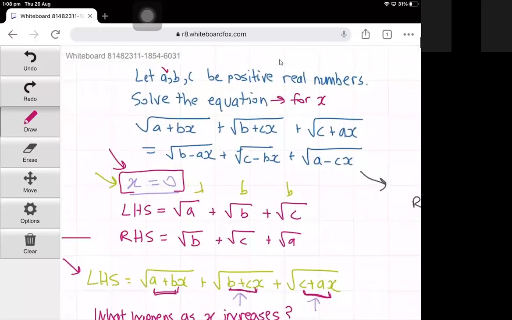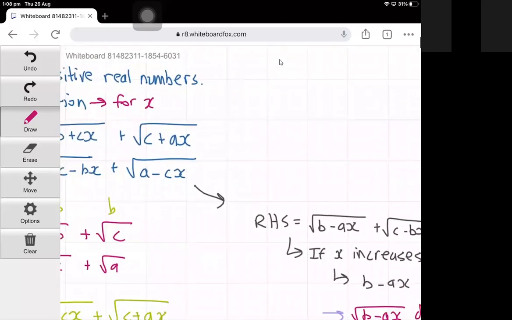And just using the fact that the left-hand side increases as x increases and the right-hand side decreases as x increases, it follows that there is no other solution, so x equals 0 is the only solution.